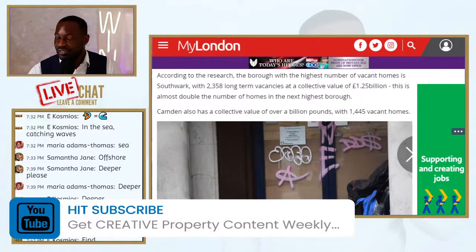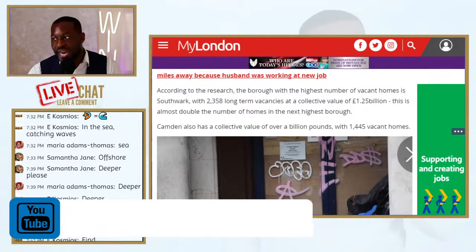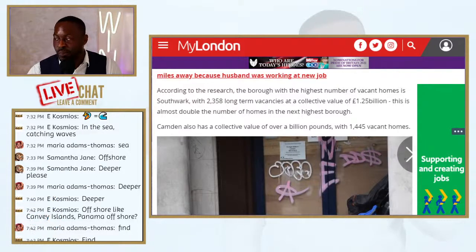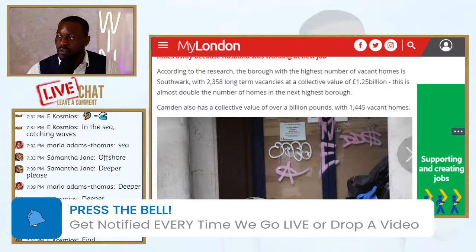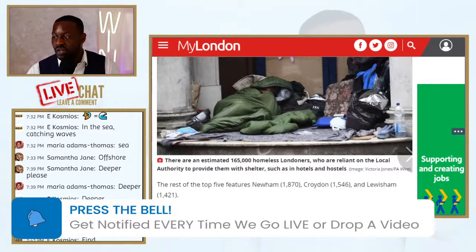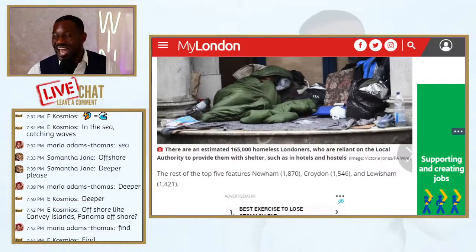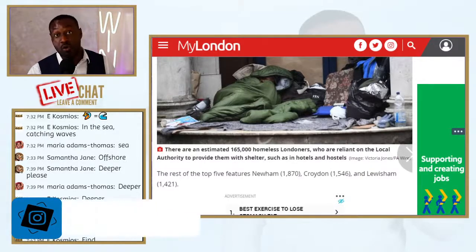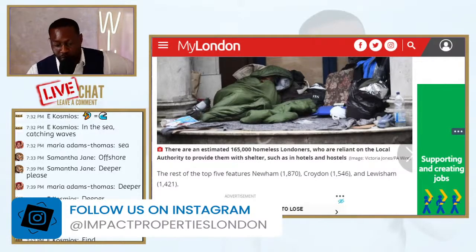Think about this, guys. According to the research, I'm going to read that again. According to the research, the borough with the highest number of vacant homes is Southwark, with 2,358 long-term vacancies at a collective value of £1.25 billion. This is almost double the number of homes in the next highest borough. Camden also has a collective value of £1 billion with 1,445 vacant homes. The rest of the top five features Newham, 1,870, Croydon, 1,546, and Lewisham. Is that one of the most expensive boroughs? 1,421 potentially empty properties. Let me tell you something, guys.